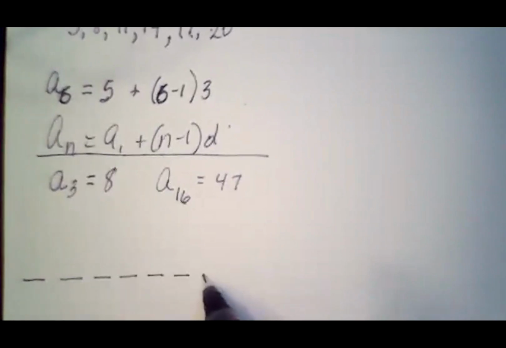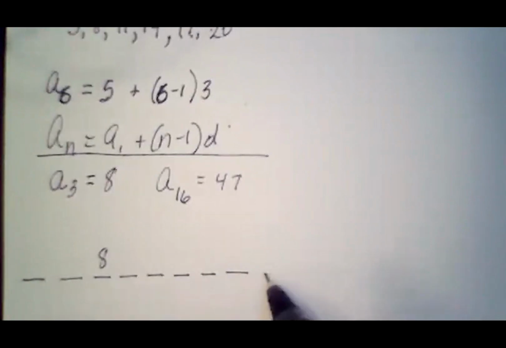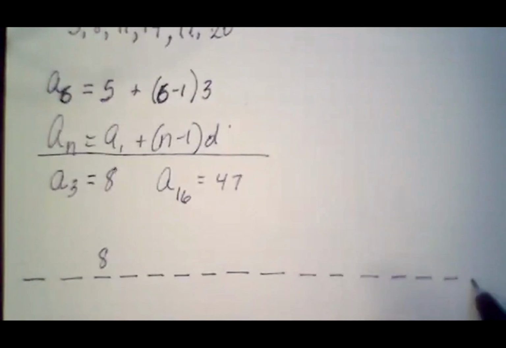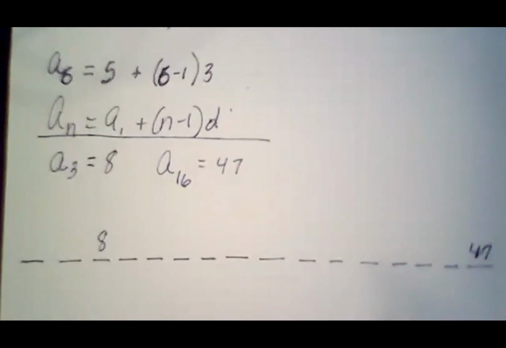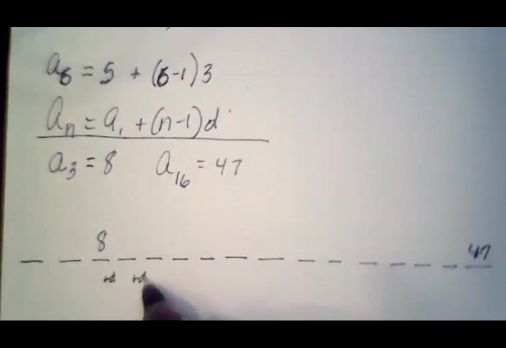4, 5, 6, 7, 8. So the third term is 8. 9, 10, 11, 12, 13, 14, 15, 16. And the 16th term was 47. Okay, so this kind of is what our sequence is looking like. And what they're saying, they had to add plus D here, plus D, plus D.